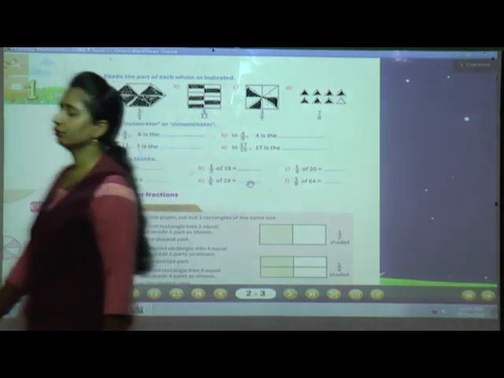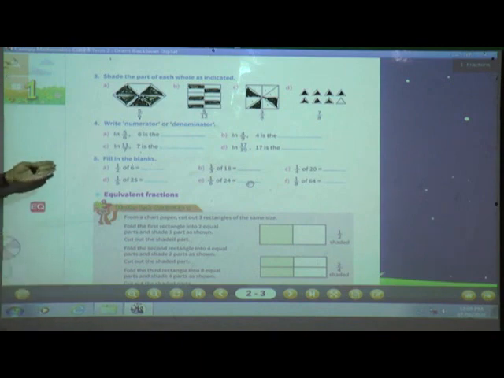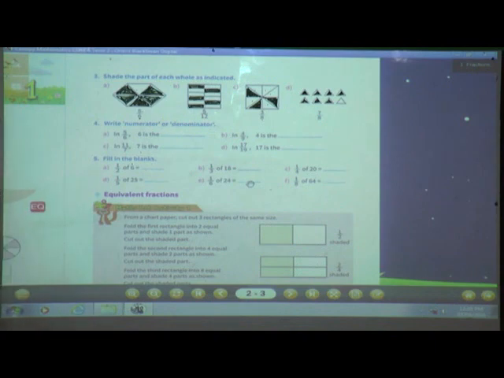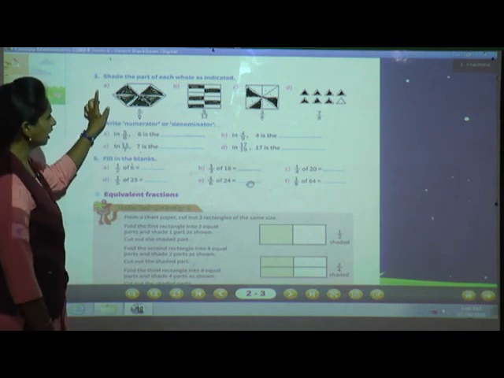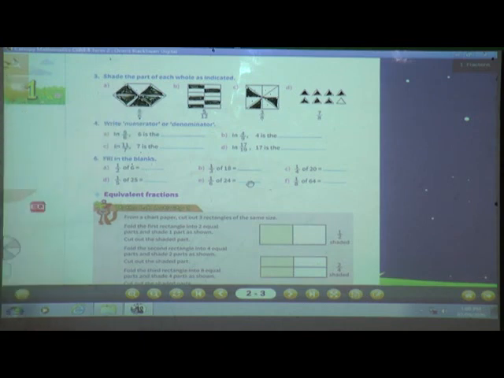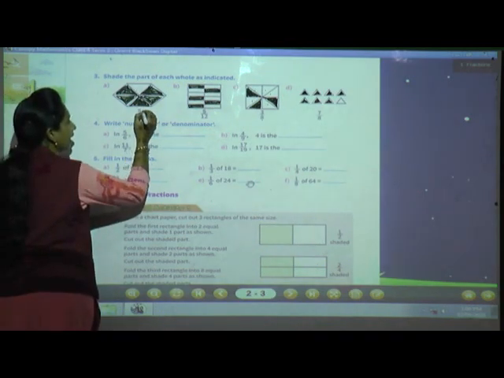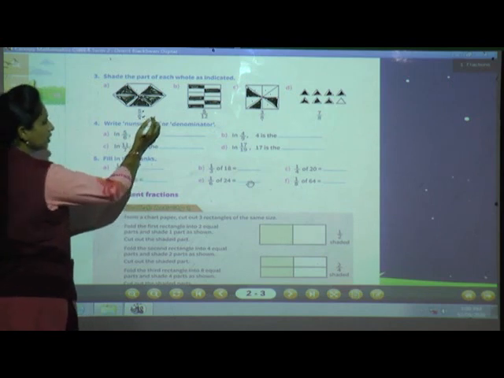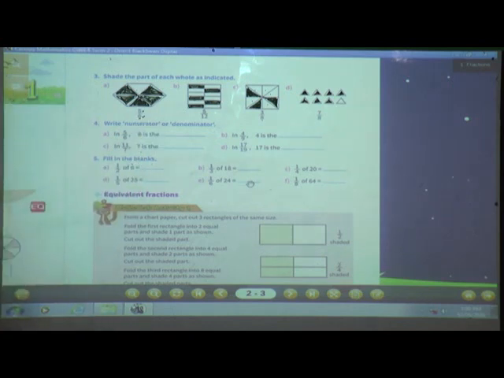Now we'll move to the fourth question. See what is fourth question? Write numerator or denominator. Now what is numerator? Yes, see. Now I'll tell you with this example. Okay. Now numerator means in the given 5 out of 6. So the number 5 is a numerator which is on the top, and the number 6 which is written at the bottom is denominator. Are you getting?